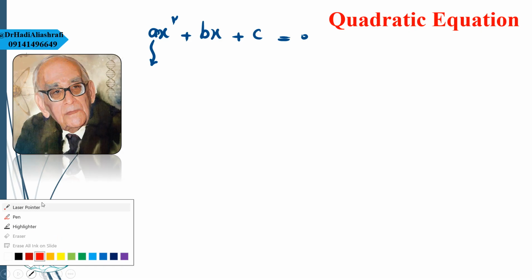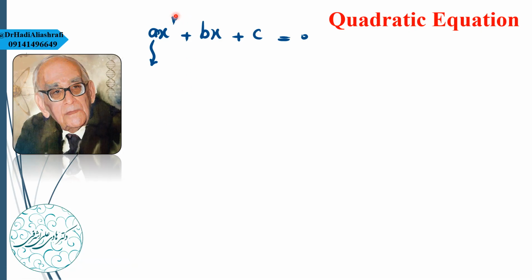Look at the highest power of the variable, which is 2. The standard form of a quadratic equation is this. Here, a, b, and c are real numbers, and a cannot be 0. Pay attention: a cannot be 0. If a is 0, the equation becomes a linear equation, not a quadratic equation.